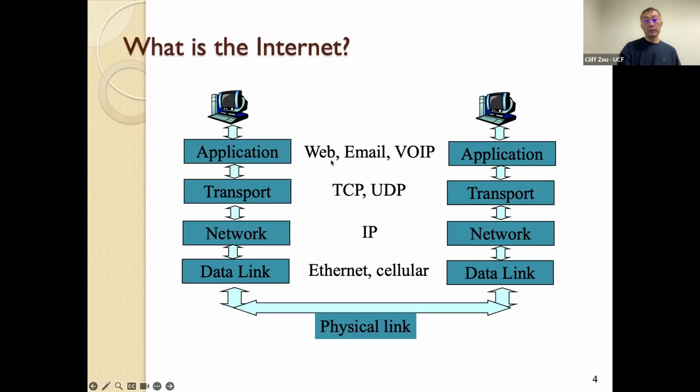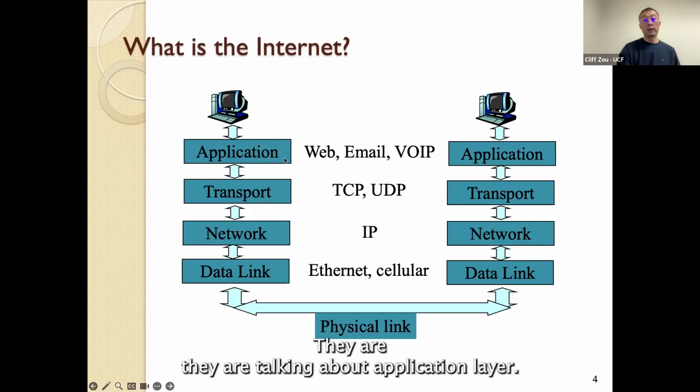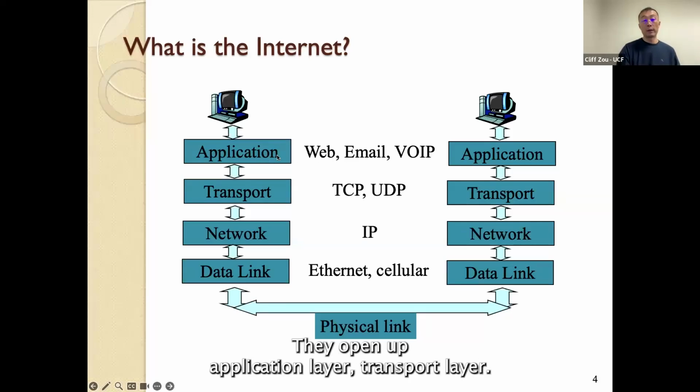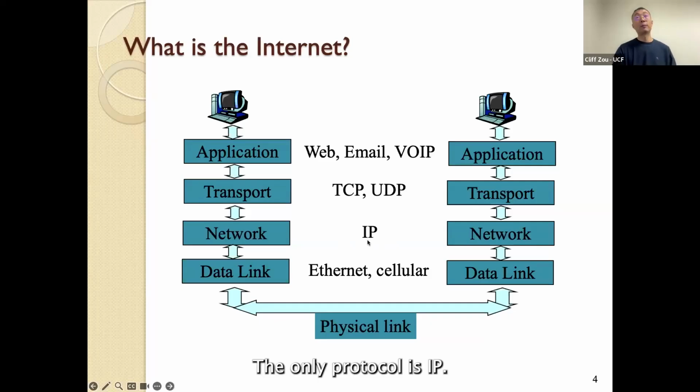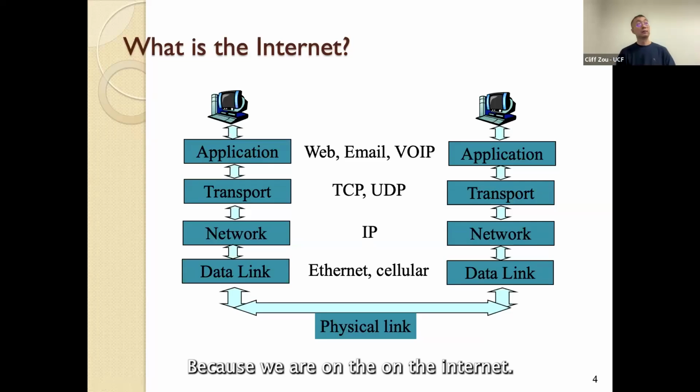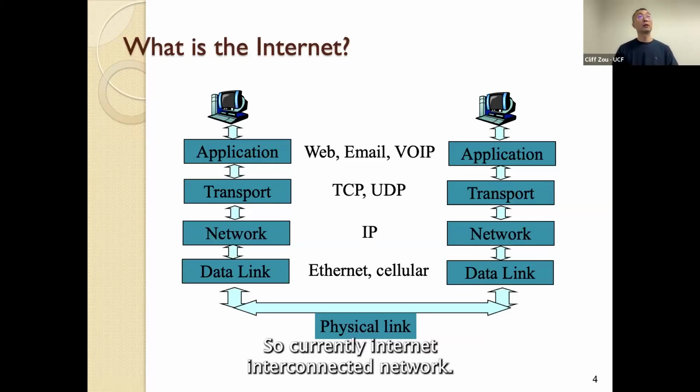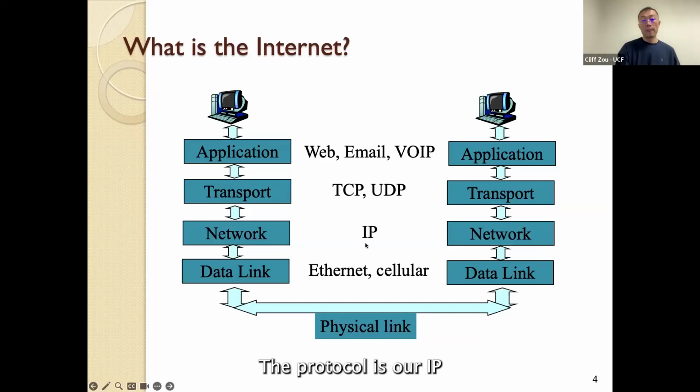So web, email, voice over IP, all those are software. They are talking about the application layer. They all belong to the application layer. For the transport layer, the dominant protocols are TCP and UDP. For the network layer, the only protocol is IP, because we are on the internet. So in the current internet, the interconnected network protocol is IP.